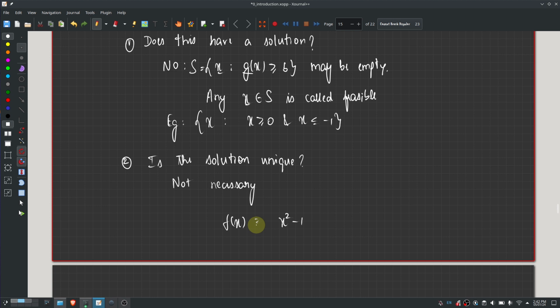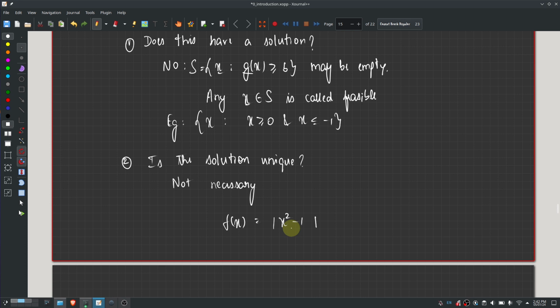Any other example? Yeah? Mod, you mean mod of x square minus 1. Okay, what is the solution for this? Plus 1 minus 1. Right. So there exist two different solutions. You can take anything minus x square. The minimum is of course minus infinity and plus infinity. So in general, solutions may not be unique.